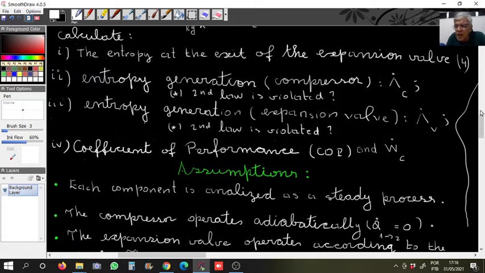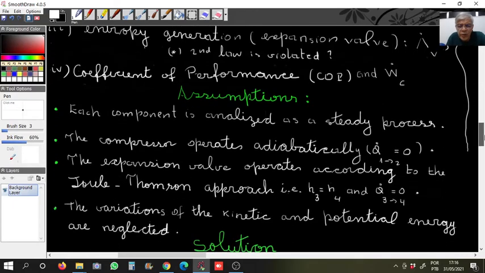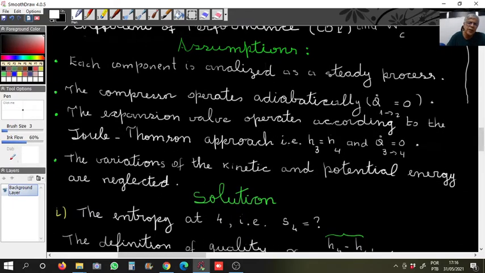Now, I'll make some assumptions. It's very important to solve the problem. Now, first one, each component is analyzed as a steady process. There is no time variation, so the partial derivative with respect to time of any state variable will be identically 0. Now, the second assumption is the compressor operates adiabatically. So there is no heat flow out from the compressor.